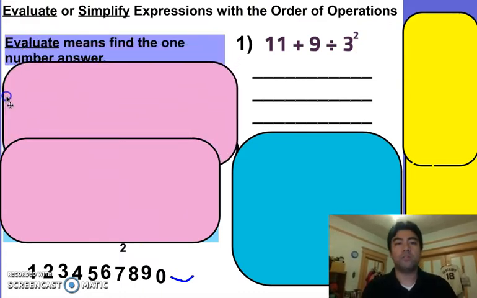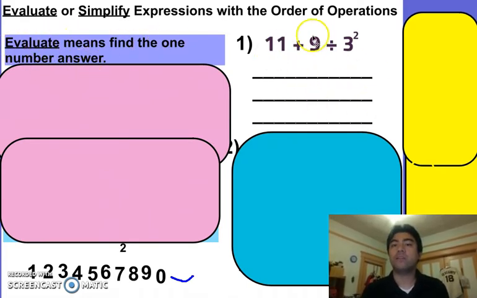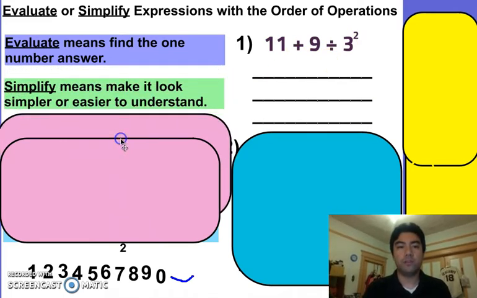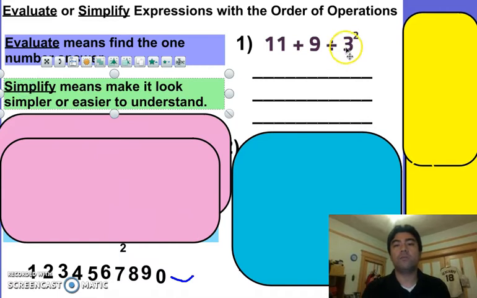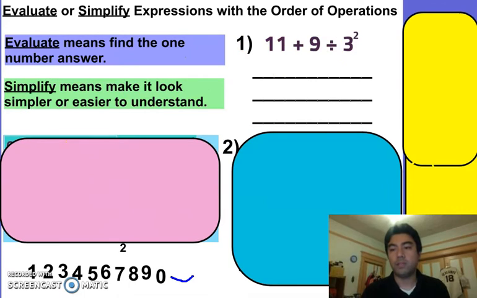The first word is to evaluate. Evaluate just means to find the one number for the answer, and I'll show you what that looks like later on. The second thing that we need to know is to simplify. When we talk about simplifying an expression like this, simplify means make it look simpler or easier to understand. And as we do number one, you'll see what I mean exactly.